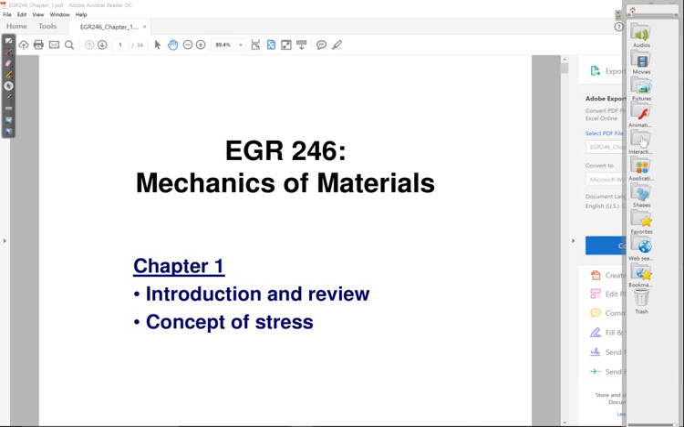All right, so chapter 1 is our introductory chapter, and we are going to jump right into it. Mechanics of materials is really a continuation of statics. Statics is a prerequisite for this class, so I'm assuming that everybody's taken it, and you should have done pretty well in it. The reason I say that is statics forms the basis for everything that we do in mechanics of materials.